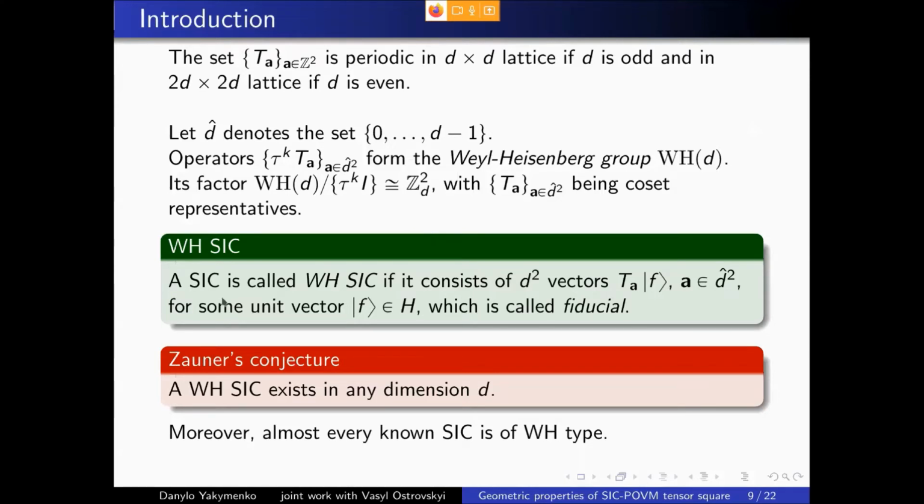Okay, we have this notion of covariant SIC, which we call just WH SIC, which is constructed just from a single fiducial vector by action of these displacement operators, right? And the strong form of this conjecture is that WH SICs exist in every dimension, right?